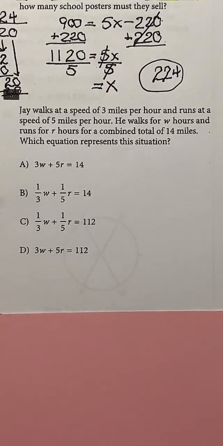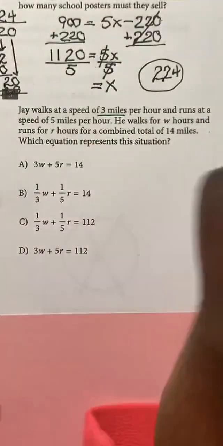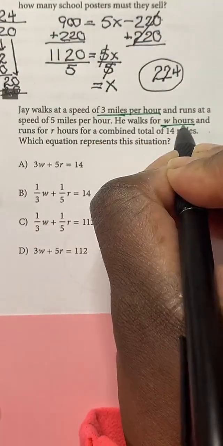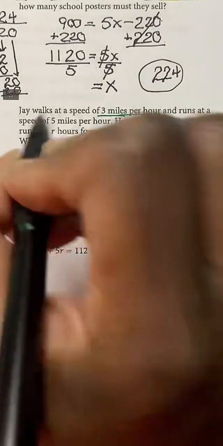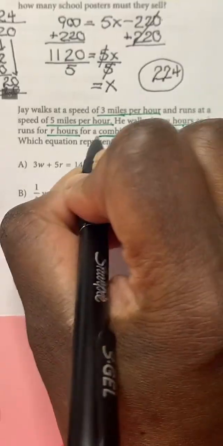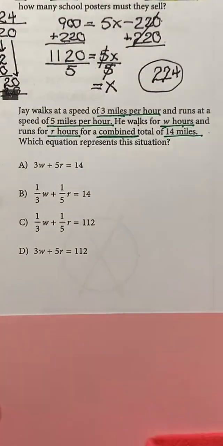Yes. So let me grab the pen that actually works. So if we're saying 3 miles for walking, 3 miles an hour, and W is representing the hours for the walking, and then we have 5 miles per hour, and R is representing the hours for running, and combined means addition, and it's 14 miles.